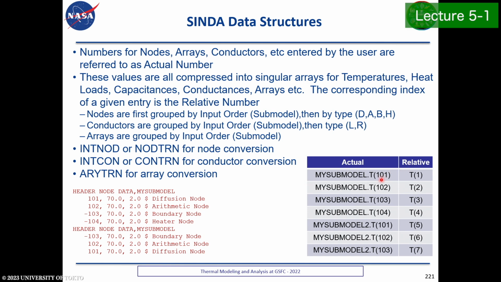When you need to go back and forth between these for some reason, there's an NTHNODE or a NODTRN. This one is a function, this one's a subroutine, where you can say, let me give you the actual number and you tell me what the relative number is. Or let me give you the relative number and you tell me what the actual number is. So there's also an array, TRNS, if you need to do arrays to convert that. But understanding how to do it does allow you to do some things that would be difficult to do manually.